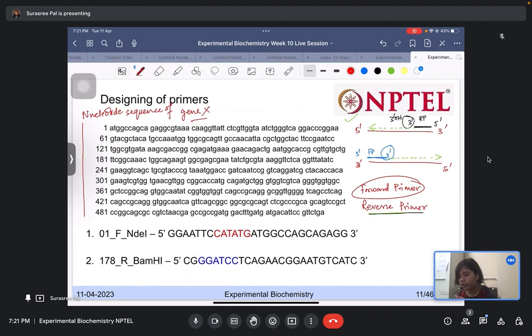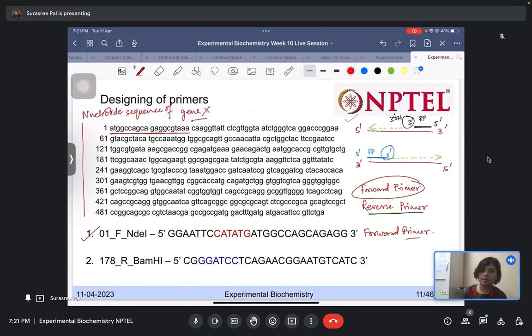So of course, for the forward primer we will take a certain portion of this gene, and that will actually serve as the forward primer. So this one is the forward primer. This one is the sequence of the forward primer.